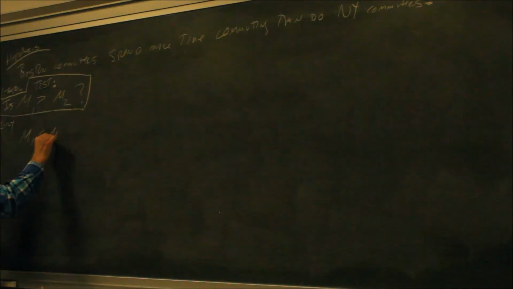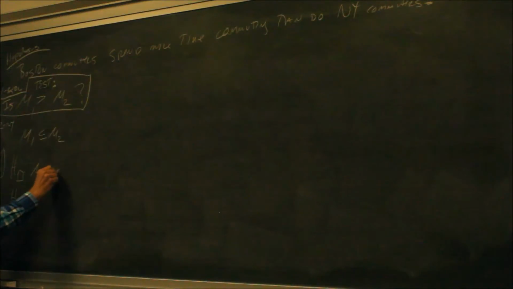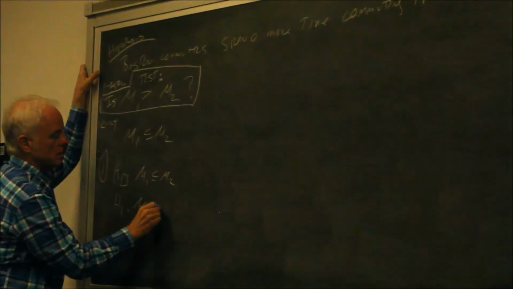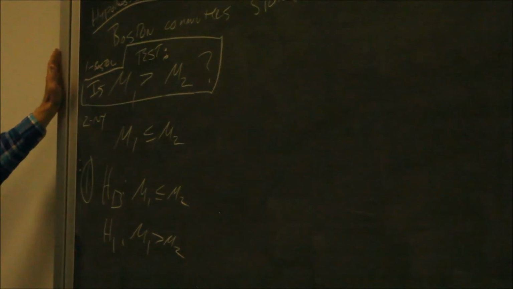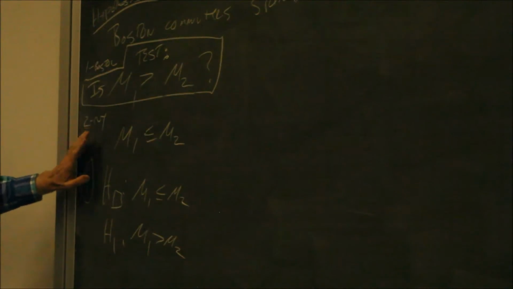So, test, is mu1 greater than mu2? All right, so what would be the alternate to this? mu1 is less than or equal to mu2. Okay, so for hypothesis testing purposes, which one of these is H0 and which one is H1? This one here, mu sub 1 is less than or equal to mu sub 2, is H0, and mu sub 1 greater than mu sub 2 is the alternate. Now remember, Boston is 1, New York is 2.